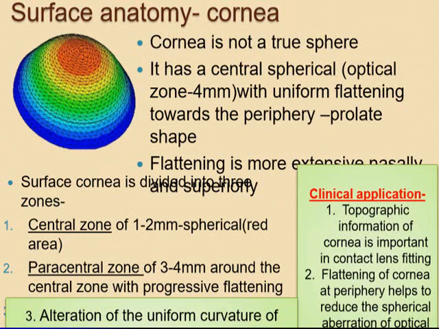So we have different zones. We have a central optical zone, which is around 4 millimeters. The central 4 millimeters is the optical zone, which is almost always spherical in shape, and it flattens slowly as you go toward the limbus. So the central zone of 1 to 2 millimeters is purely spherical, and then the paracentral zone is 3 to 4 millimeters, and it ends at the periphery, which merges with the sclera.